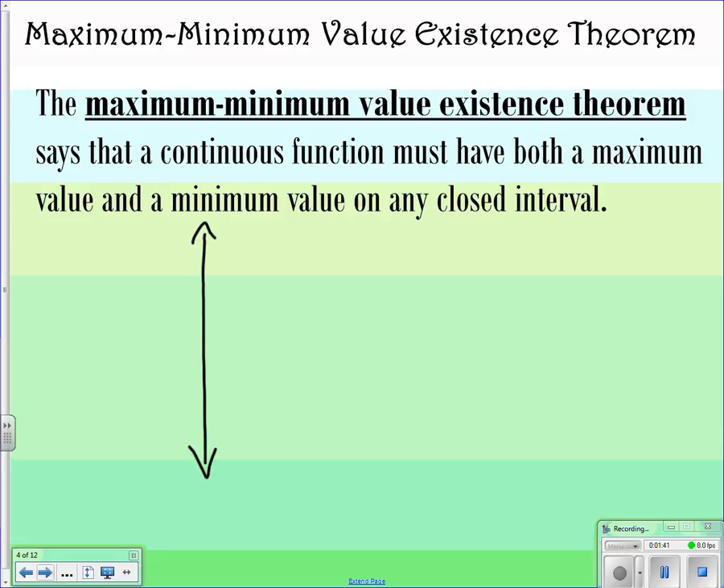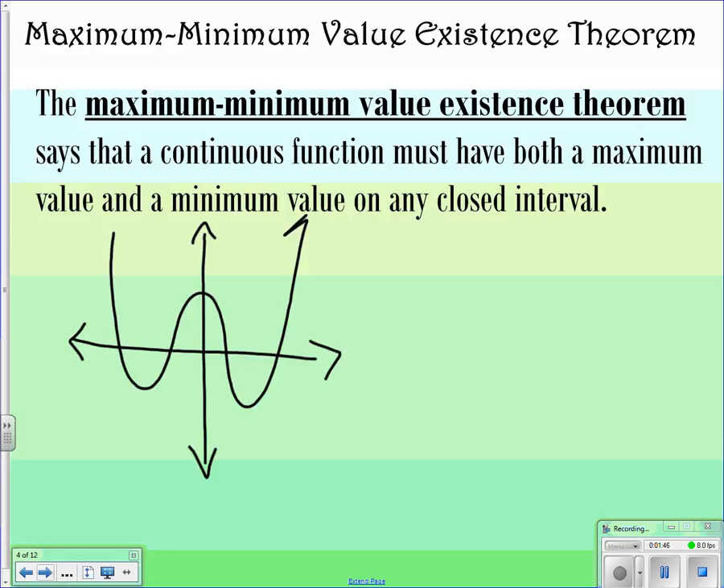I'm going to do a quartic, and it's a positive one. We have learned this year that this graph gives us one max value here, a relative max, and then we've got a relative minimum here and here. And we've learned how to find those. This maximum minimum value existence theorem says that no matter where your closed interval is, if you have a continuous function, you're going to have a maximum and a minimum.